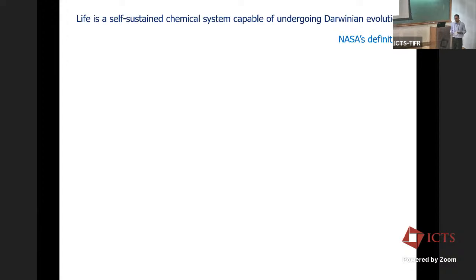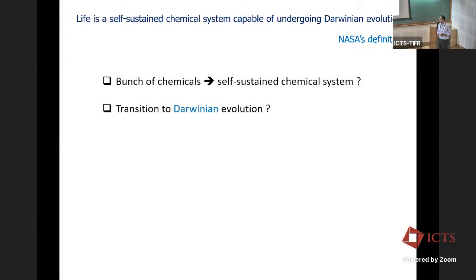Many years ago, a group in NASA was given the job of coming up with an appropriate definition for life. And they came up with this definition: life is a self-sustained chemical system capable of undergoing Darwinian evolution. Even though this is not a perfect definition, and there are certain drawbacks, it's a good working definition because it helps us to break down the question of origin of life into parts. For instance, we can ask, how did a bunch of chemicals come together to form a self-sustained chemical system? And the second part of the question would be, how did that self-sustained chemical system transition to a stage where Darwinian evolution was possible?